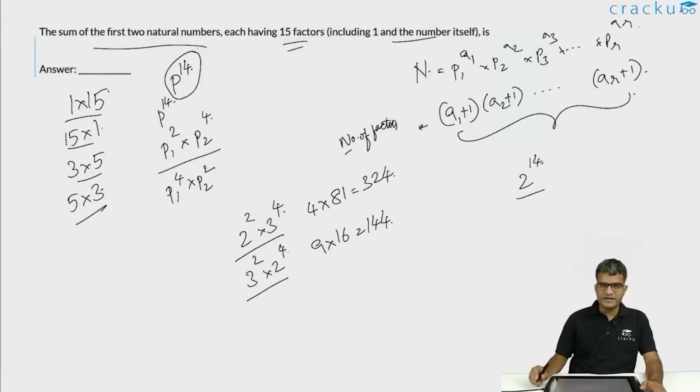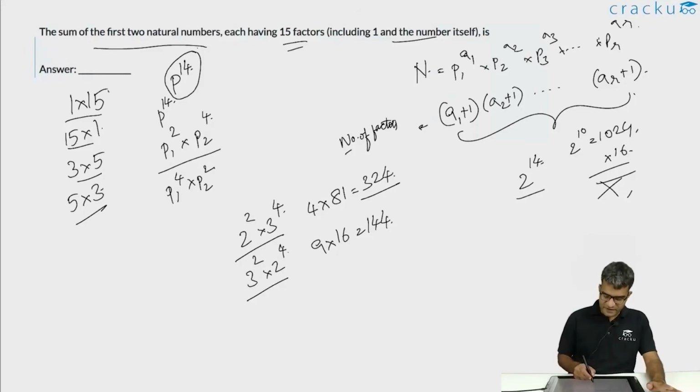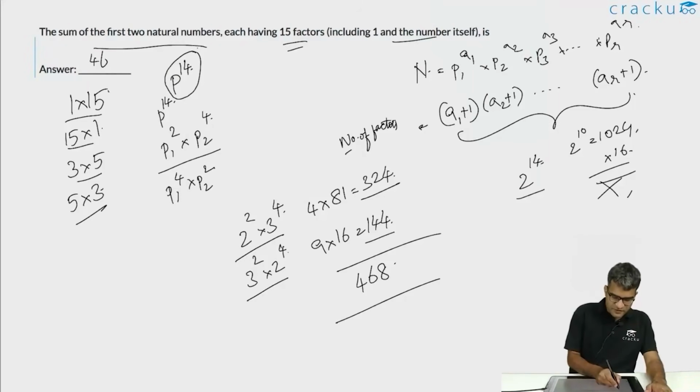2 to the power 14 is very large. We know that 2 to the power 10 is 1024, so 1024 into 2 to the power 4, which is 16, is greater than 16,000. This is very large, so we can ignore it. So the two smallest numbers which have 15 factors are 324 and 144, and their sum is equal to 468. So the answer for this question is 468.